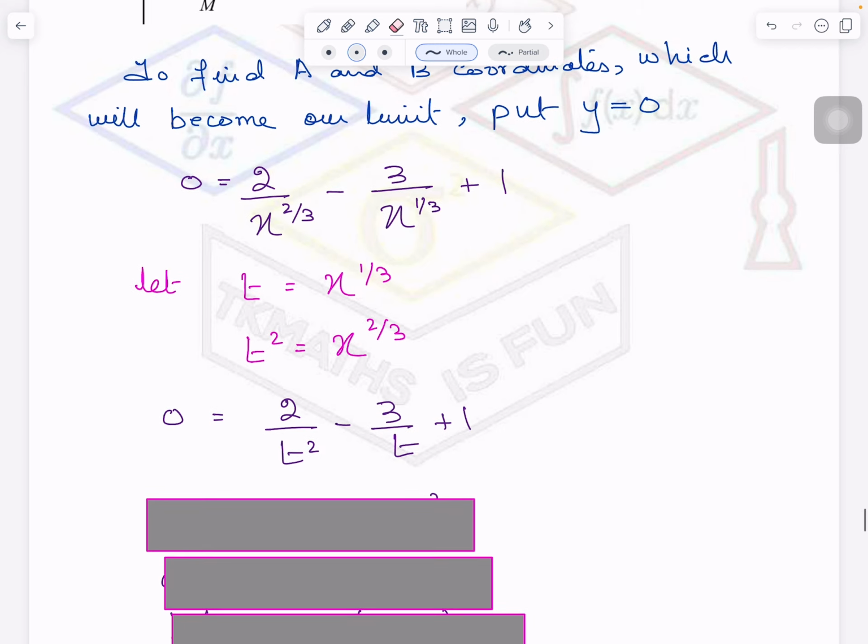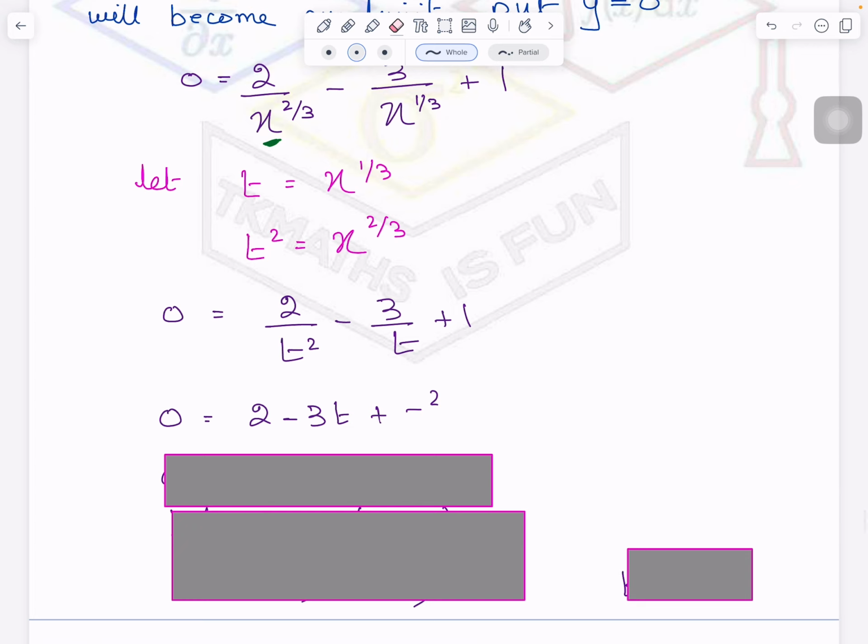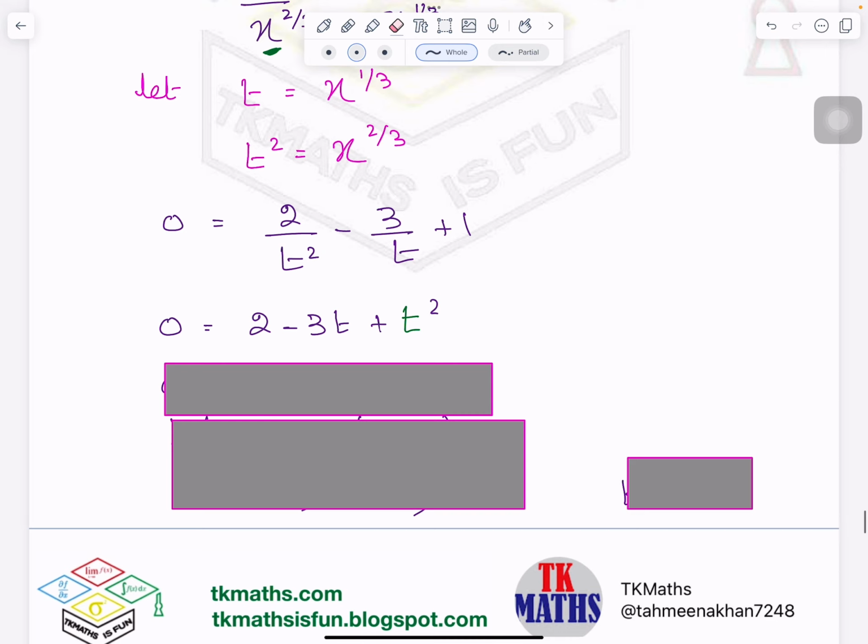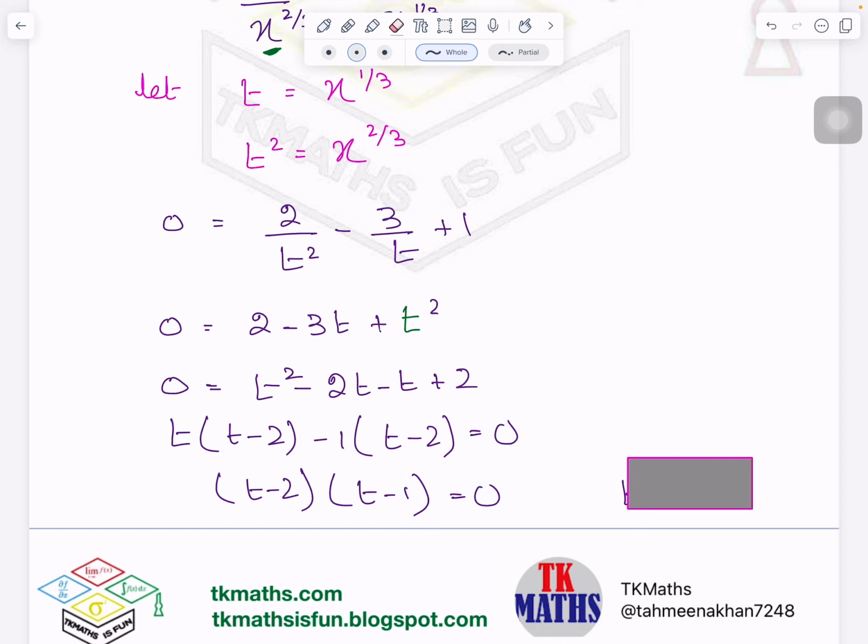You can see here, instead of this x^(2/3), I have written t squared. So now take LCM. Something is wrong here. It is t squared. Okay, something went wrong. So now I will solve this quadratic equation. You can use a calculator, you can do middle term breakup. So you got values of t, which are 1 and 2.